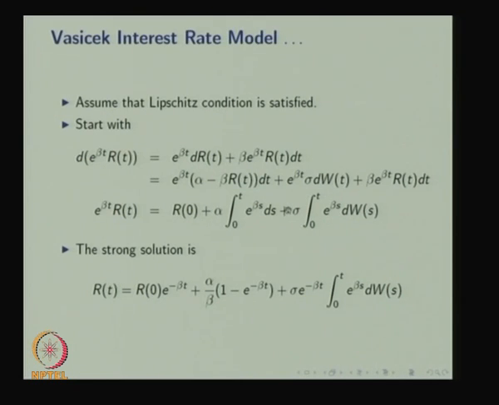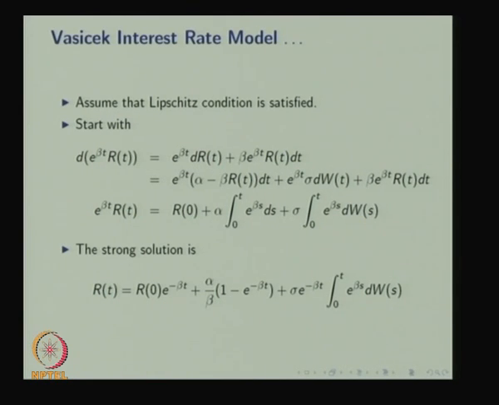Some terms will be cancelled out. Because this is a differential form, we are making an integral form. Therefore, e power beta t R of t will be R of 0 plus alpha times the integral from 0 to t of e power beta s ds. This is the Riemann integral. Plus sigma times the integral from 0 to t of e power beta s dW of s. This is an Ito integral, but the integrand is a non-random function of time. Therefore, this is a strong solution for the given stochastic differential equation.